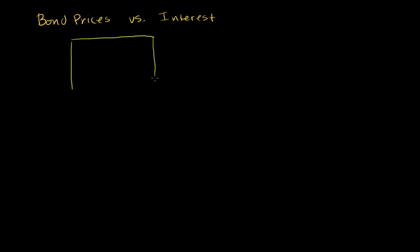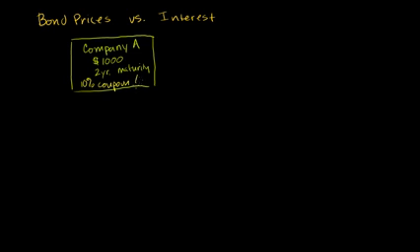So let me just write this down. This could be company A. It doesn't just have to be from a company. It could be from a municipality, or it could be from the US government. And let's say it's a bond for $1,000. Let's say it has a 2-year maturity. And let's say that it has a 10% coupon paid semi-annually.